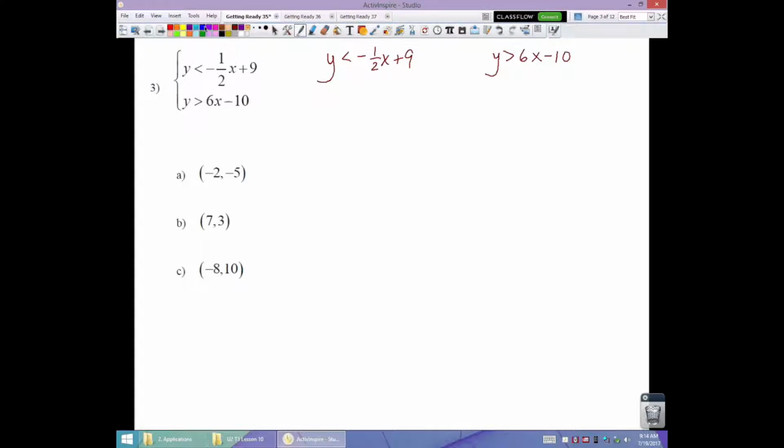So, selection A. I replace y with negative 5: is negative 5 less than negative a half times negative 2 plus 9? Negative a half times negative 2 is 1, plus 9, which is negative 5 less than 10. That's true.